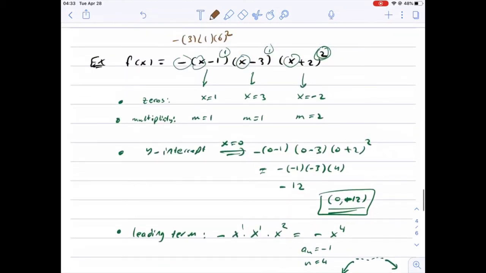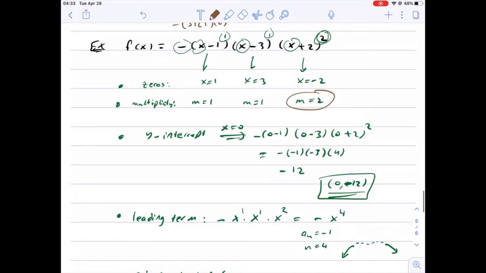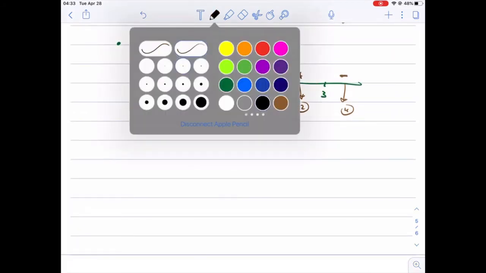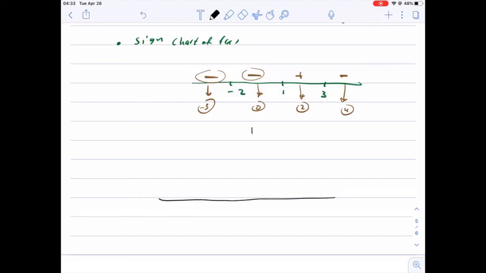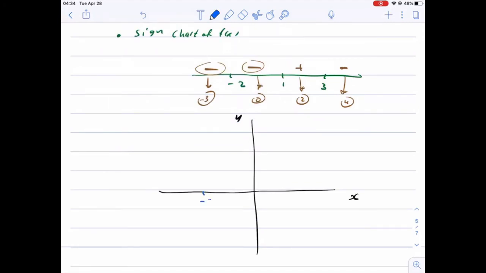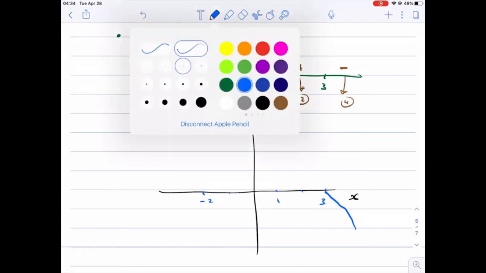And as you can see, since -2 has even multiplicity, we expect to have the same sign around it, either negative or positive, because we have even multiplicity. Now we have all the information that we need, so we can graph this polynomial. We determine the zeros. The zeros are -2, 1, and 3. And the end behavior looks like this.